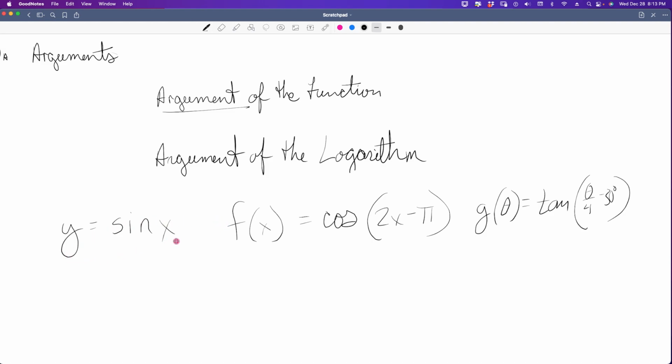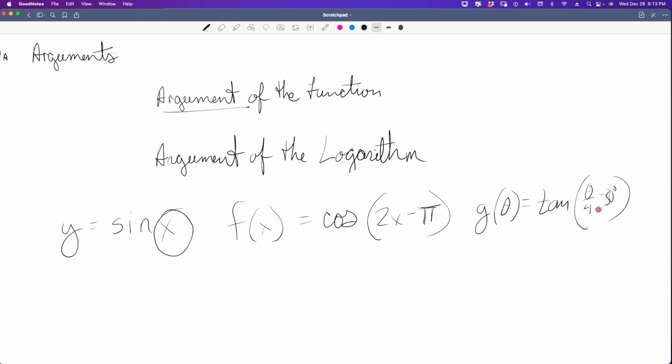So in the first one, the argument is x. It's the variable. It's the thing that is varying. In f of x, the argument is 2x minus pi, because that is the thing that is varying here in this whole equation. And then in g of theta, the argument is theta over 4 minus 30 degrees, because it is the thing that is being replaced with the theta value.